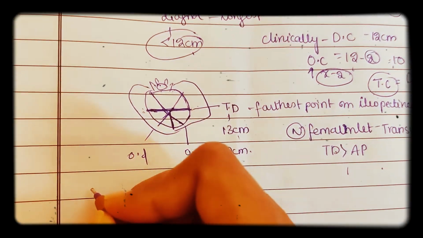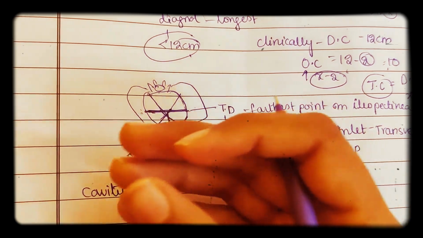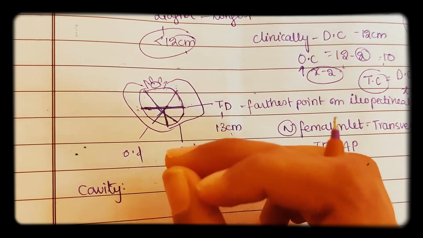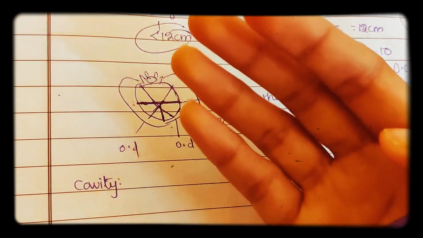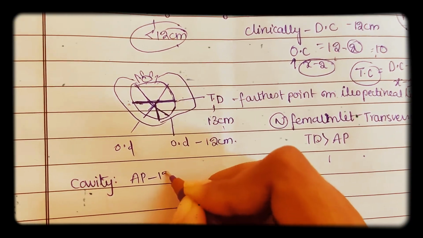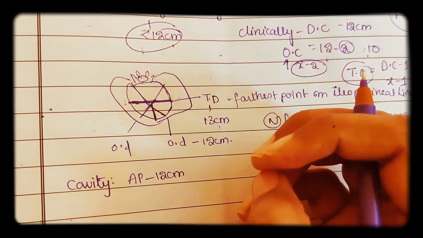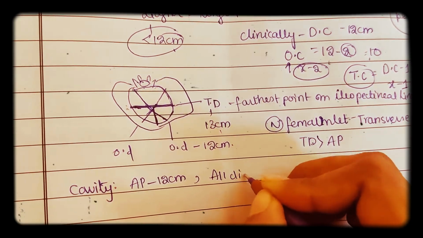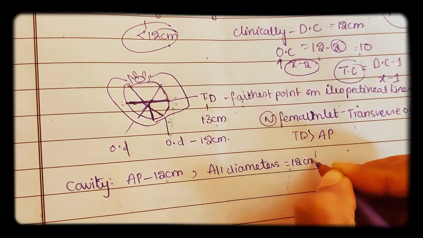Now let us talk about the pelvic cavity. The pelvic cavity lies at the level of the S2 S3 vertebra and goes up to the midpoint of the posterior surface of the pubic symphysis. The anterior posterior diameter of the cavity is 12 centimeters, extending from the S2 S3 vertebra to the posterior surface of the pubic symphysis. All diameters of the cavity are equal to 12 centimeters.